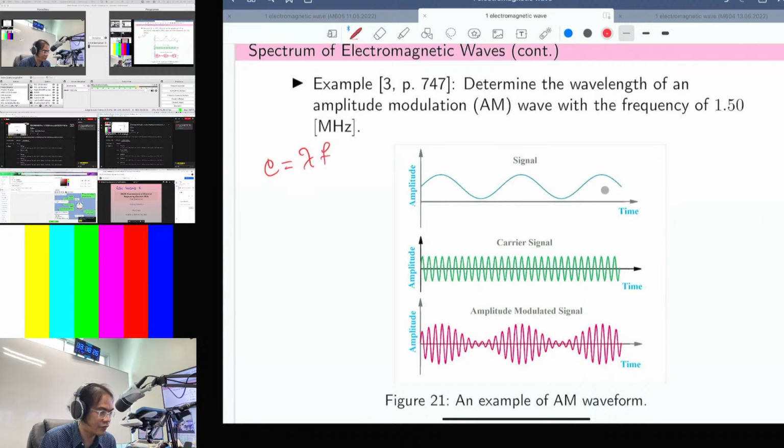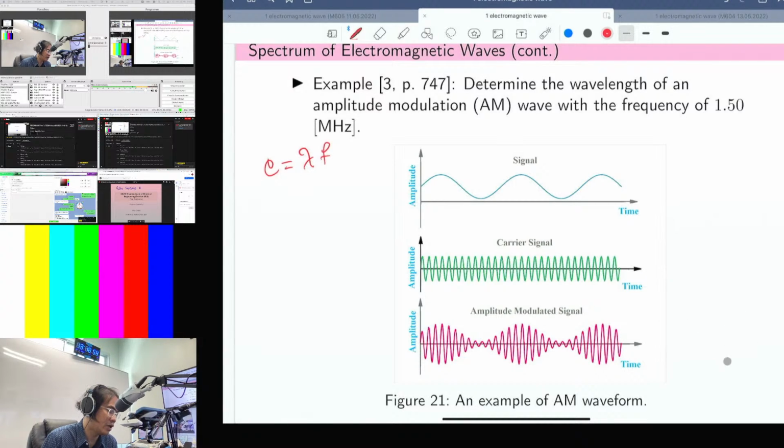And here is the desired information. It's only the multiplication between this one and this one. Once you multiply the first row by the second row, you will get the third row. That's the outcome. And the radio station will transmit this one to the receiver.